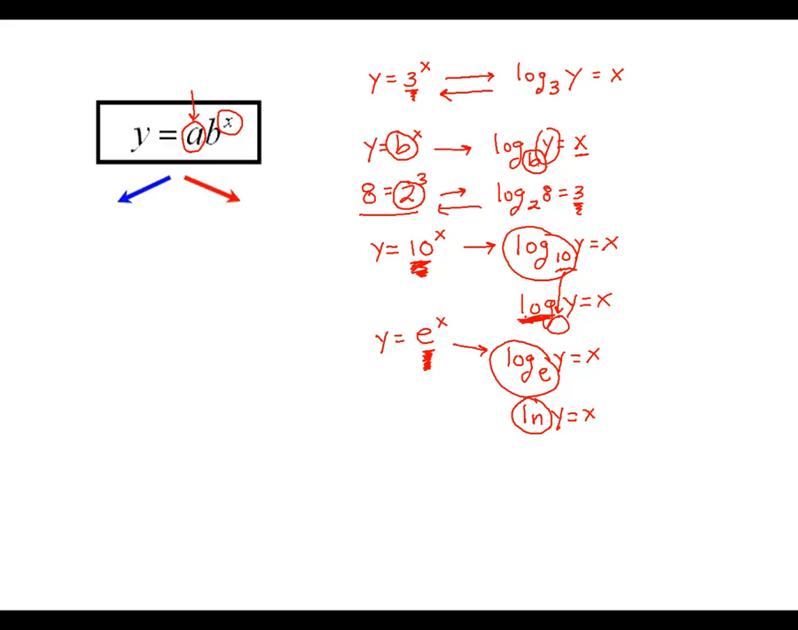Log by itself is automatically base 10. ln is a log base e. So whenever you have an exponential equation that deals with base e, you would use ln. And so we have a separate key on our calculator for that.